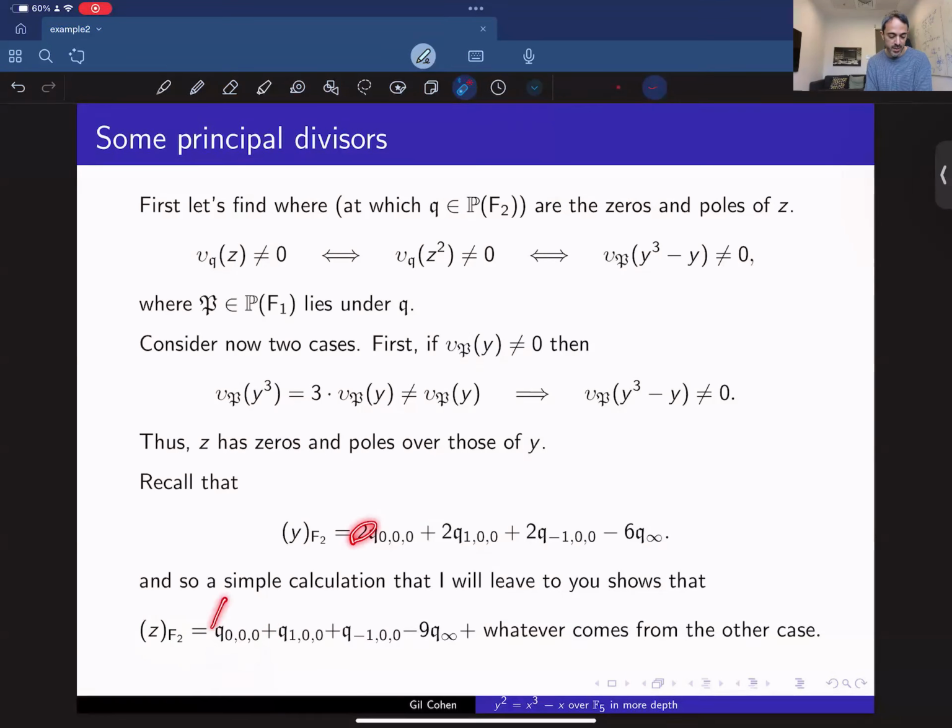See, the 2 here is a 1 here actually, and Q100 and Q minus 100 here. And actually, this minus 9 you already showed before, but never mind. And then Q infinity appears with a multiplicity 9.